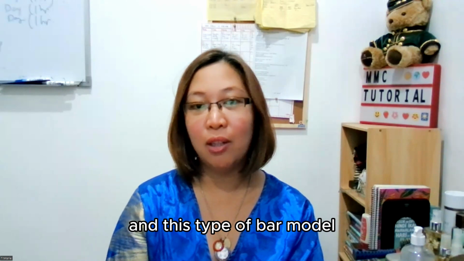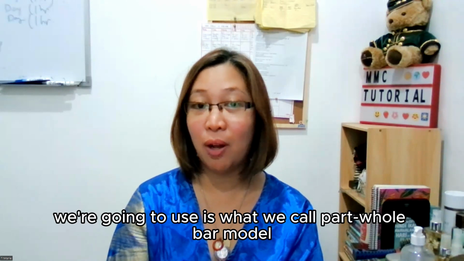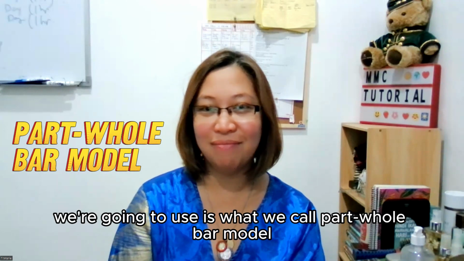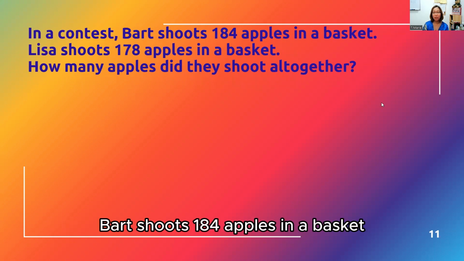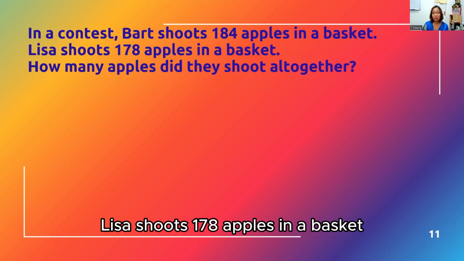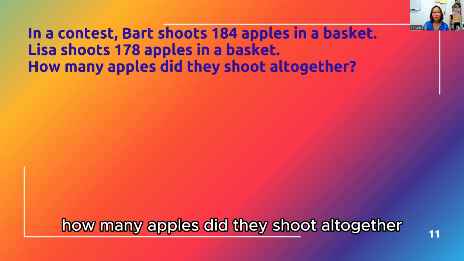And this type of bar model we're going to use is what we call part-whole bar model. So let's begin. This is a word problem. We have here, in a contest, Bart shoots 184 apples in a basket. Lisa shoots 178 apples in a basket. How many apples do they shoot all together?